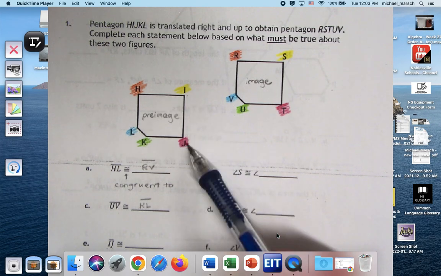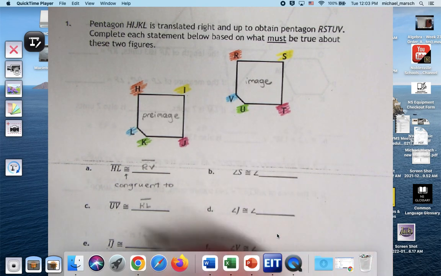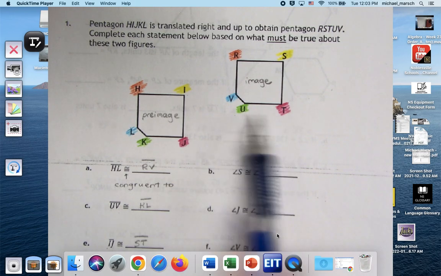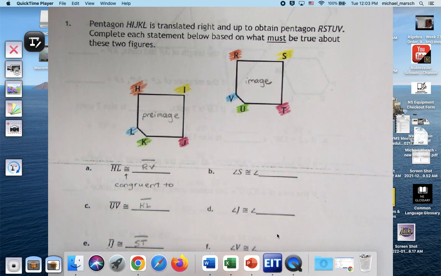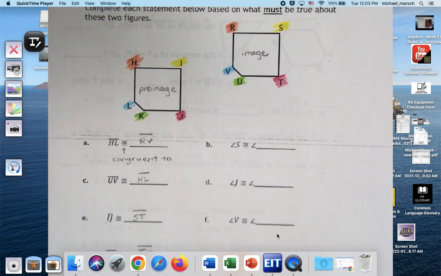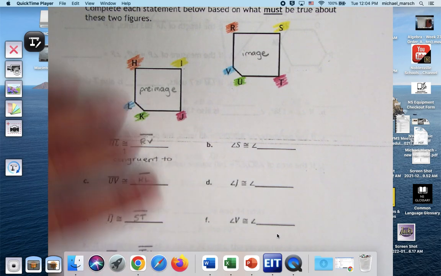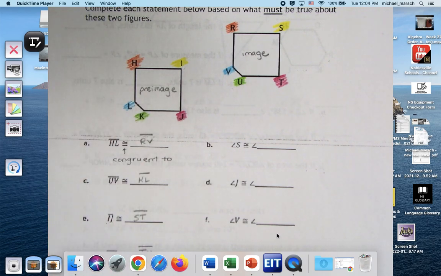IJ corresponds to what on the other shape? ST. And TU corresponds to JK. Right? So now I know some of you are thinking this would be so easy without the colors, but when you get shapes that have been rotated, reflected, all sorts of crazy things, it's not as easy. So by color coding them, that helps keep it organized.